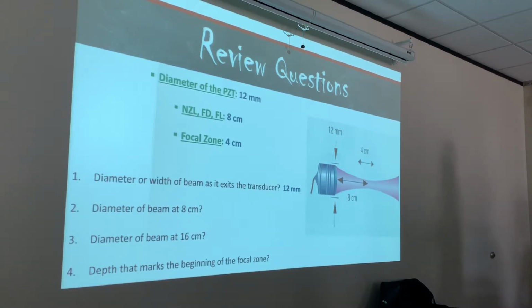Question number 2. What is the diameter of the beam at 8 centimeters? What do we know about the focus? We know that it's going to be half the beam diameter, right? Half of 12 is 6. So the diameter of the beam at 8 centimeters is 6 millimeters.